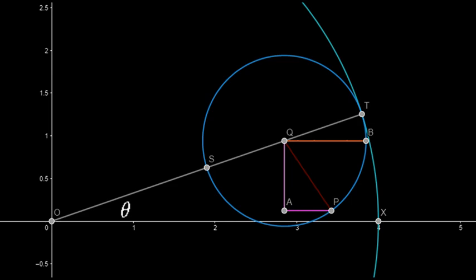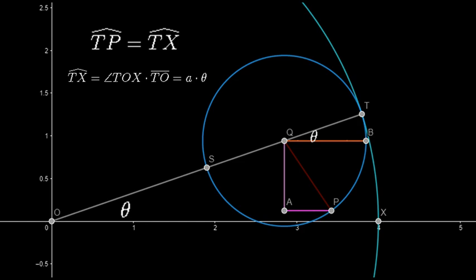Segments QB and OX are both horizontal and thus parallel. That causes angle TOX and TQB to both be corresponding angles, and that makes them congruent. Solving this equation uses the same trick as last time. Arc TP must equal arc TX since the two circles touch at every point. Arc TX will always equal angle TOX times segment TO, which equals A times theta. Arc TP equals angle TQP times TQ.